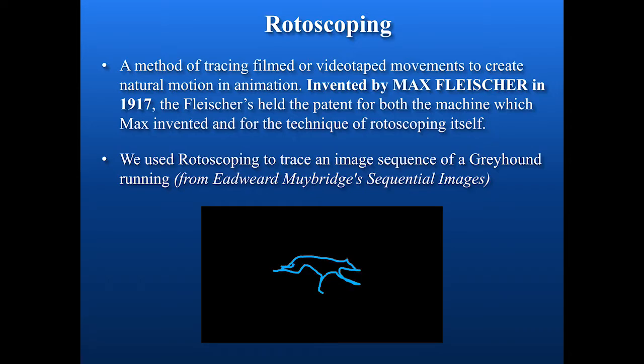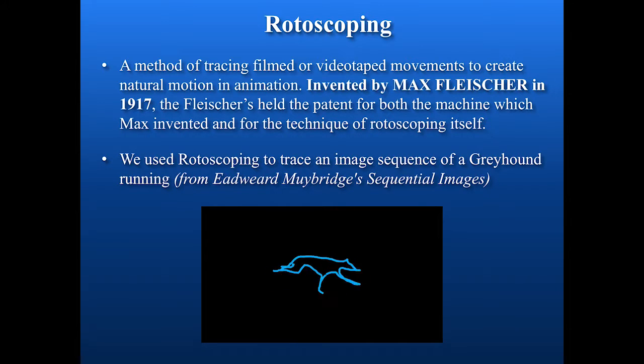Max and Dave Fleischer, they were early animators who invented rotoscoping in 1917. They're the animators of the Out of the Inkwell series, Betty Boop, Popeye, and Superman. Rotoscoping is a method of tracing filmed or videotaped movements to create natural motion in animation. It was invented by Max Fleischer in 1917. The Fleischers held the patent for both the machine which Max invented and for the technique of rotoscoping itself.